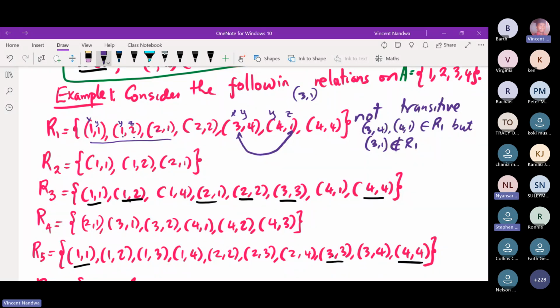Now, is R2 transitive or not transitive? Transitive. R2 is transitive because all those conditions will be satisfied, correct? So this is transitive. And then R3? Not transitive. In fact, the easiest way is to check whether there are two pairs which do not satisfy the definition, and then you say no. But if you can't find any, then it is transitive.